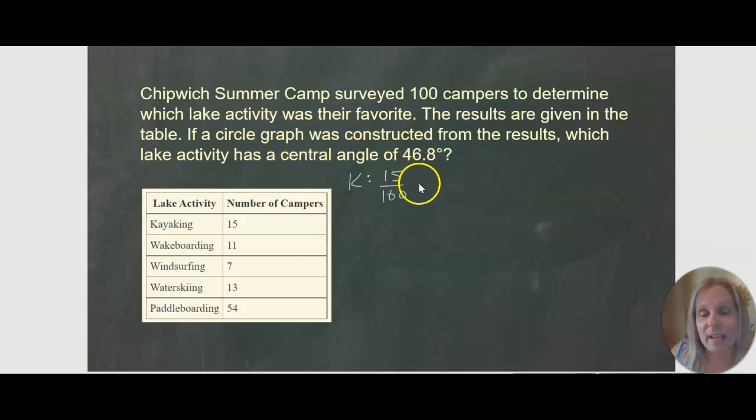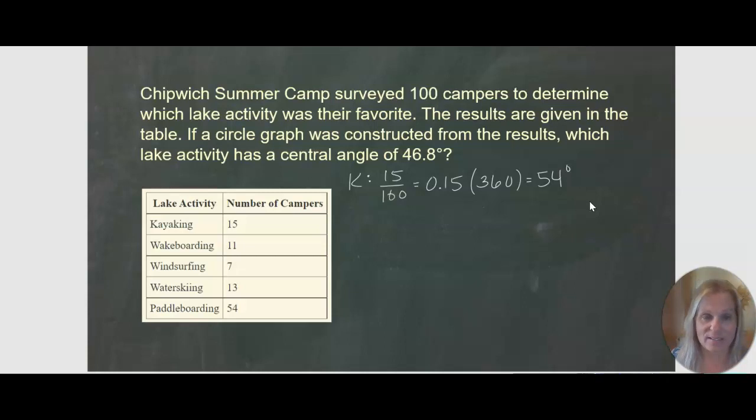So 15 out of 100, we can write that as a decimal, right? Or we could keep it in fraction form. Either way is fine. If I write this as a decimal, it would be 0.15. What do I get when I multiply that by 360? I don't know. Let's find out. Let me grab my calculator. 0.15 times 360 is 54. So this would have a central angle of 54.